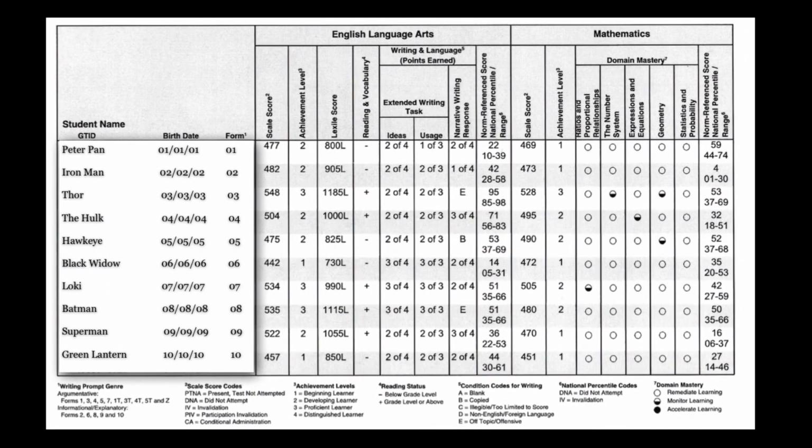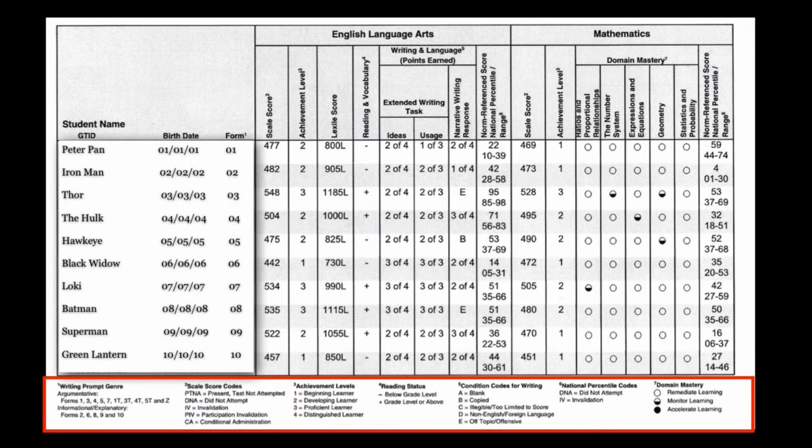The teacher homeroom summary page looks something like this. You'll get the student information, and then it breaks the page down into sections based on the content area. We have language arts, we have math. And on the bottom of the screen, we have a legend or a code key that's used to help us understand the symbols that will be used as we are interpreting the student's performance.